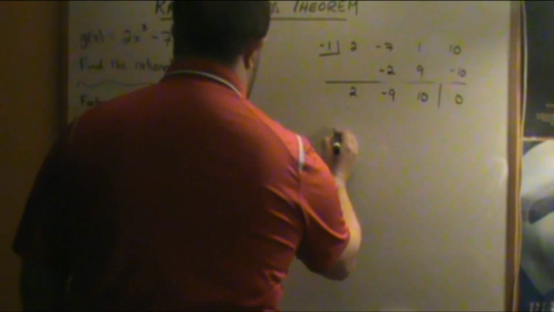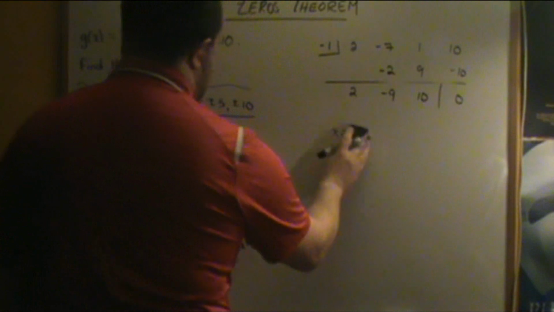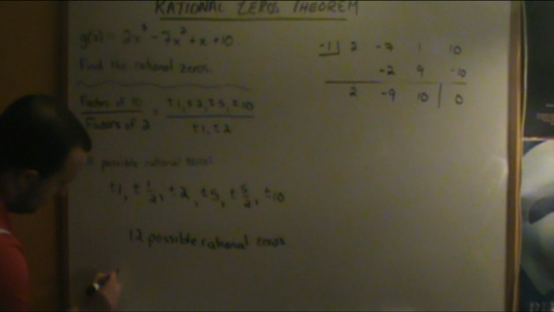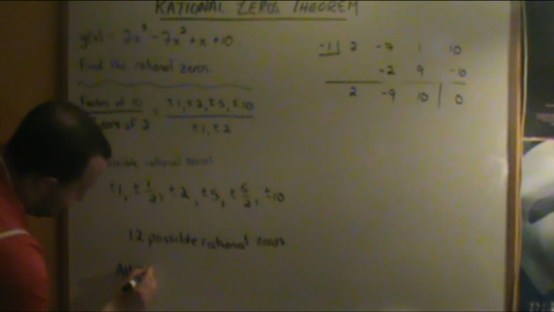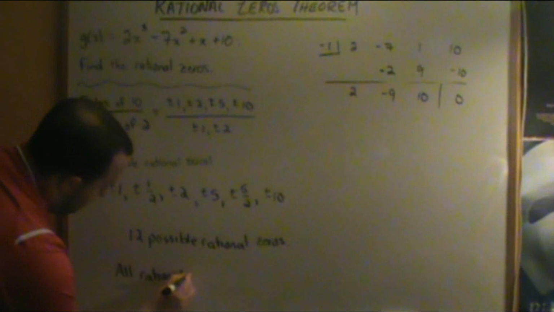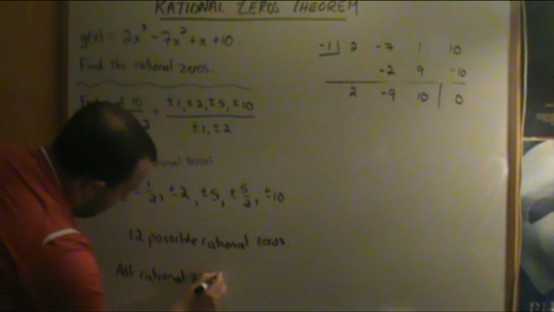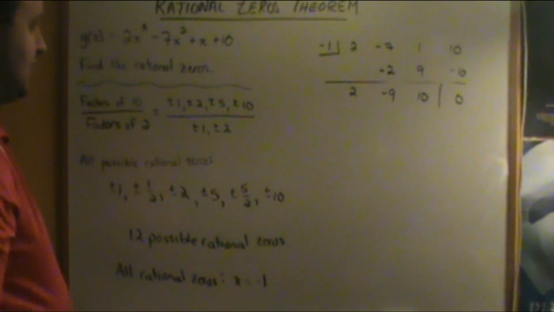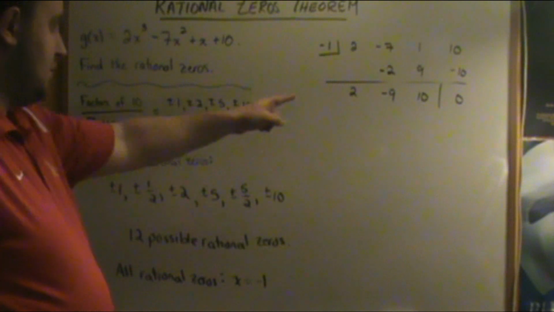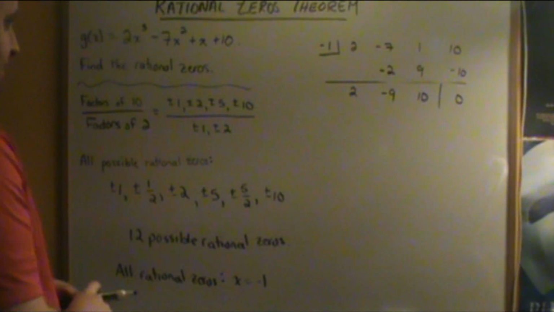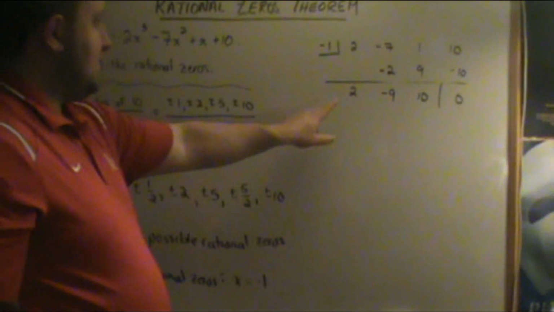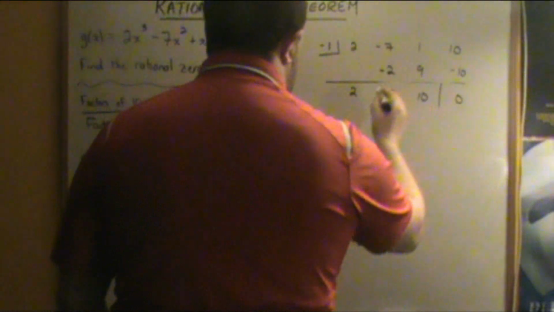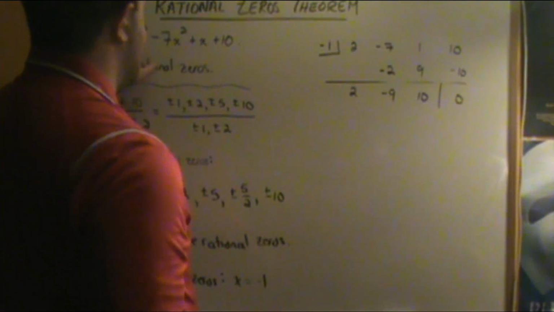So negative 1 is a 0. So all the rational zeros are at x equals negative 1. That's one of them. Let's look at others here. Let's use the depressed polynomial here to find some more. Instead of using this depressed polynomial like we did in the last example, let's write this as an actual polynomial function of degree 3 minus 1, which is 2.